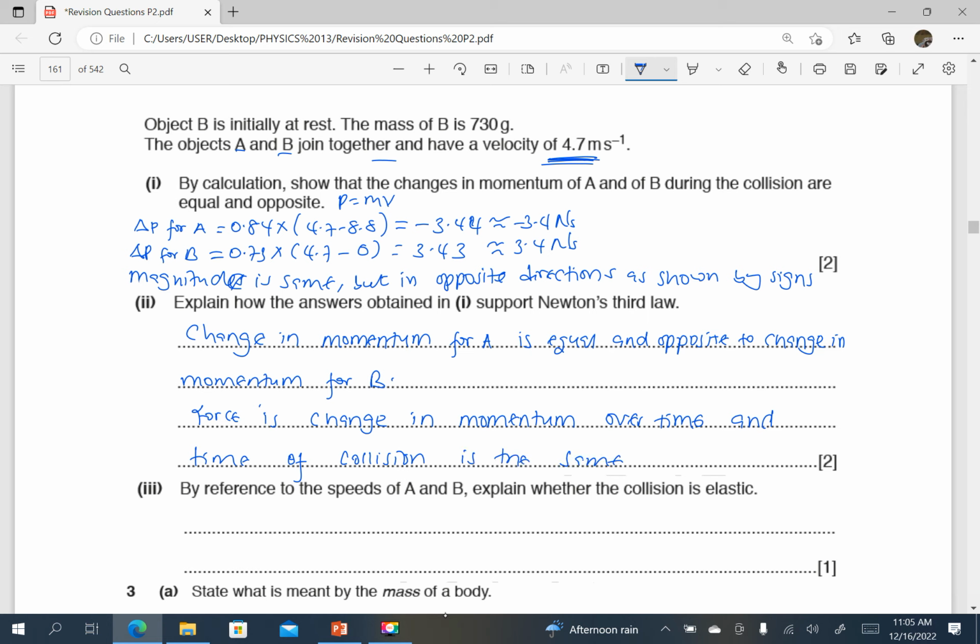So just to take you through it mathematically, they have told us the change in momentum is equal but opposite. Force is the rate of change of momentum. If the change in momentum for A is equal and opposite the change in momentum for B, and yet the time is the same, then it means the force on A is equal and opposite to the force on B. So the force on A by B is equal and opposite to the force on B by A. That is Newton's third law. So even if I stop here, the 2 marks are exhausted.